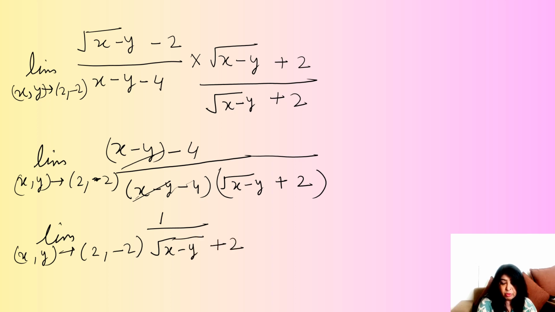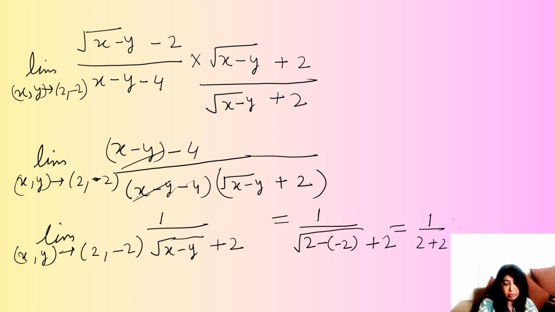So substitute the values of x and y. What will we get? We will get root of 2 minus (-2), plus 2, which is root 4, and root 4 is 2. So we will get 2 plus 2, which is equal to 1 by 4. So the answer is 1 by 4.